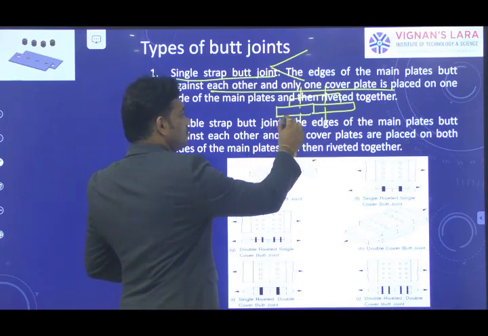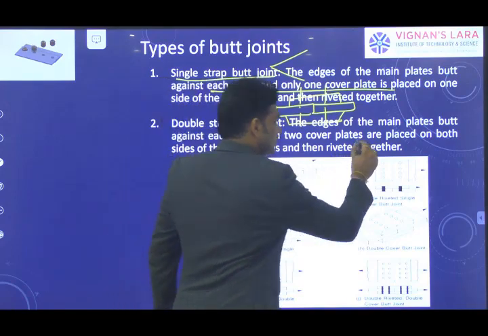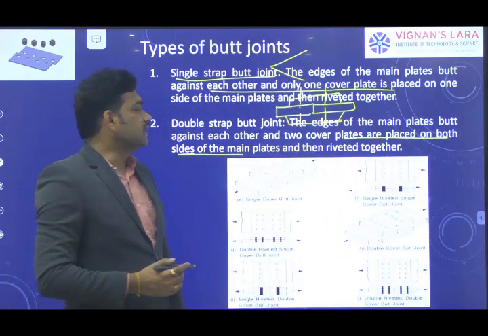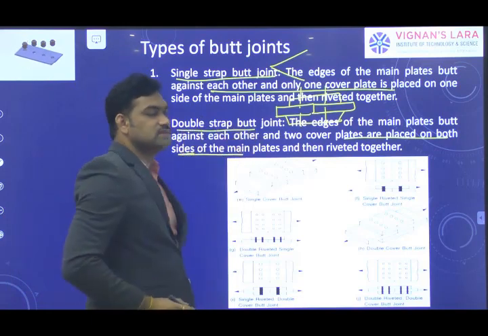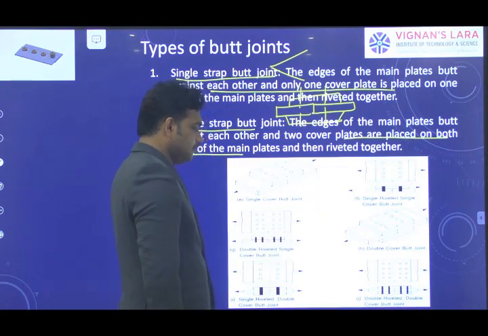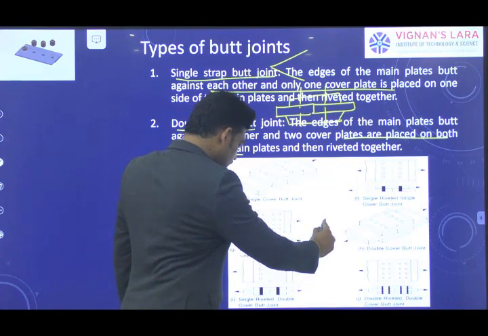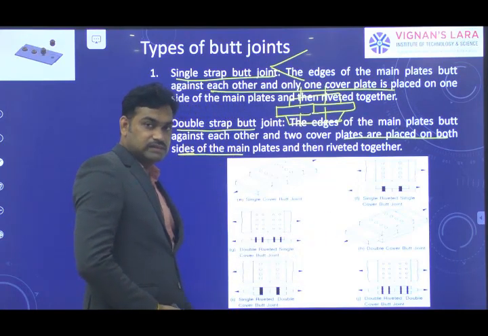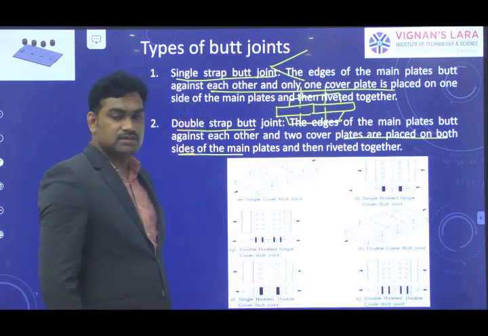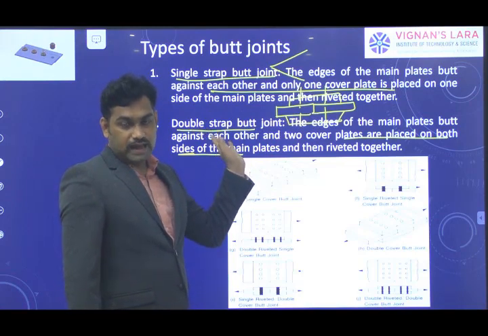Similarly, you can add one more strap here, that is, cover plates are placed on both sides of the main plates. That type of joint we call a double strap butt joint. So here you can observe this is a single cover or single strap butt joint, single riveted again, and this is a double riveted single cover, the single strap double riveted. And this is a single riveted double strap butt joint. Likewise, we can also classify with the straps basically.